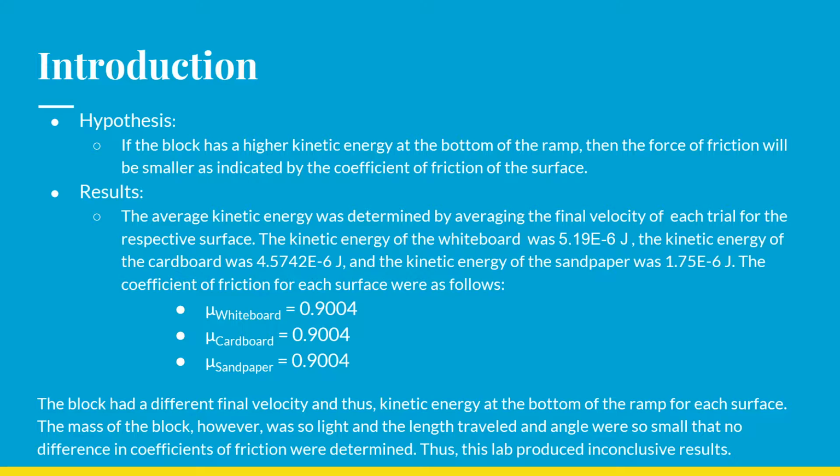The coefficient of friction for each surface were as follows. The block had a different final velocity and thus kinetic energy at the bottom of the ramp for each surface. The mass of the block, however, was so light and the length traveled and the angle were so small that no difference in coefficient of friction was determined. Thus, this lab produced inconclusive results.